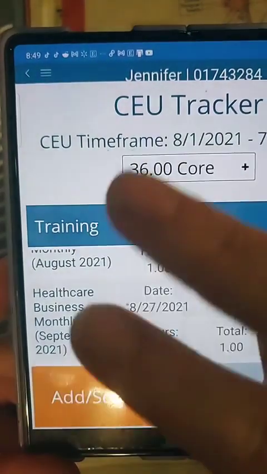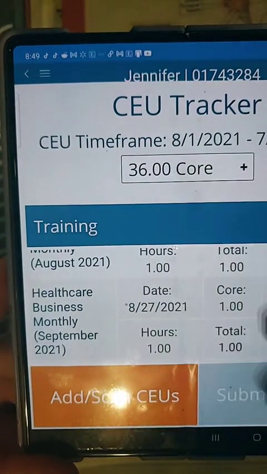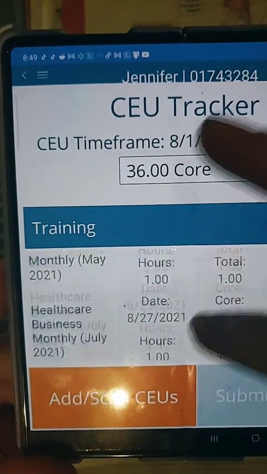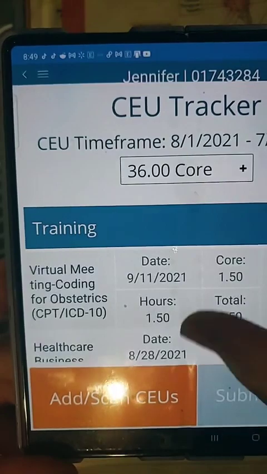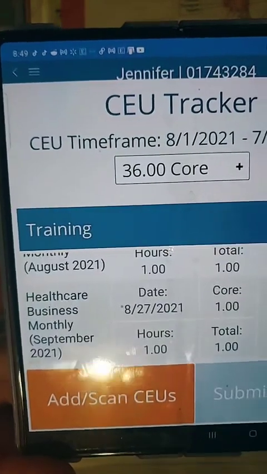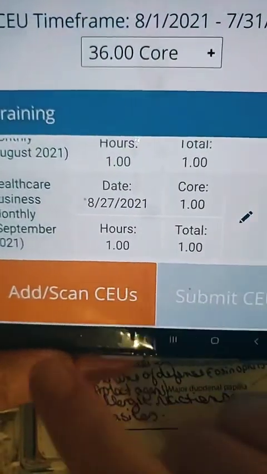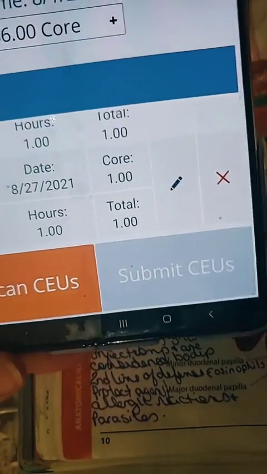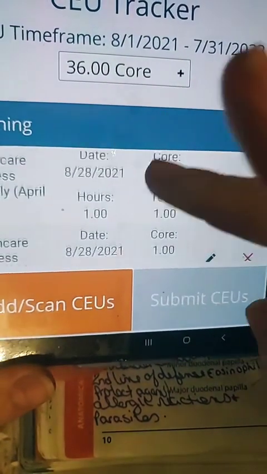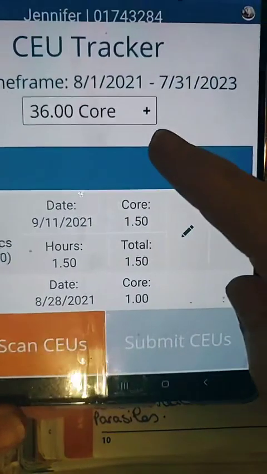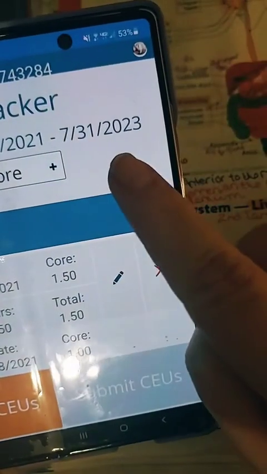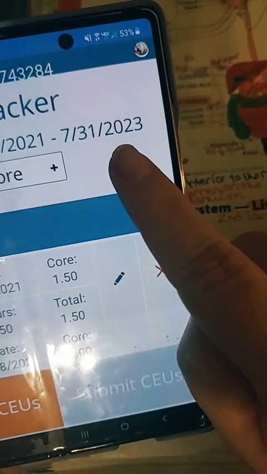September, so I need to do October's and November's, and then that'll give me 2 more. But this tracker is pretty cool. The weird thing is you can add them, but you can't hit submit until you got them all done, all 36.